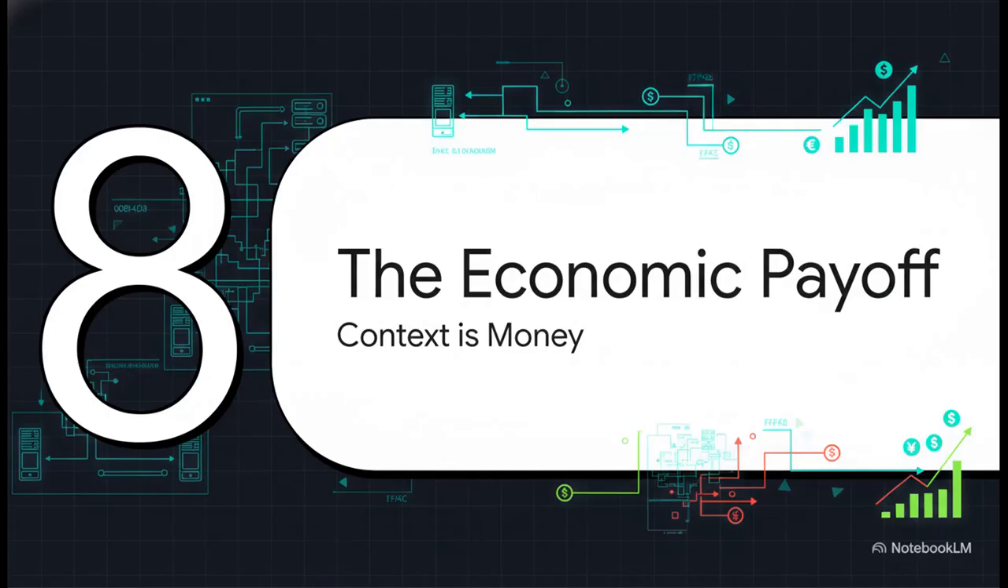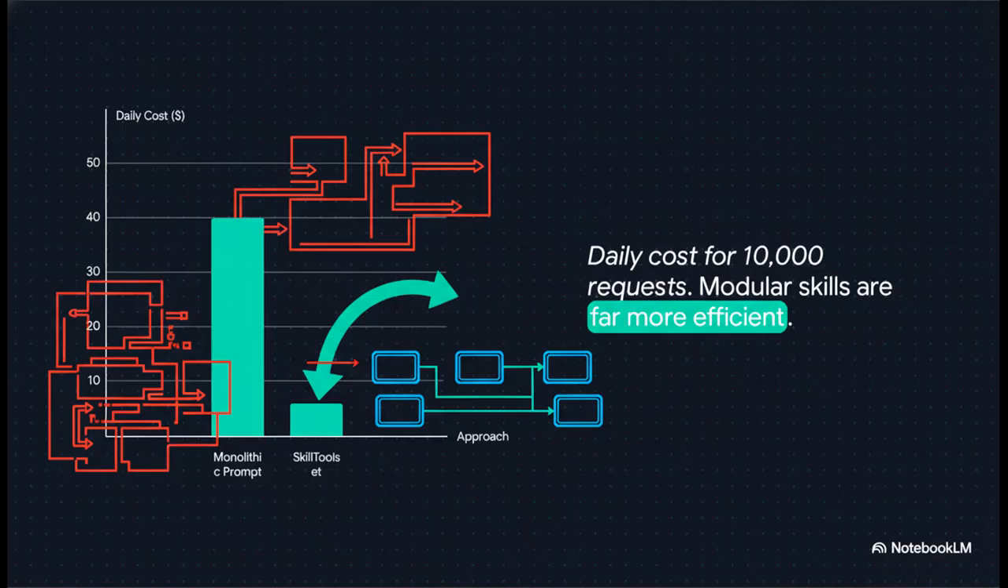Now, this is all cool from an architecture perspective, but let's talk about the one thing that really matters when you're at scale: the cost. Okay, just look at this. That monolithic prompt, the one with, say, 8,000 tokens. Well, you're loading that on every single request. And that gets expensive, and it gets expensive fast. We're talking 10,000 requests a day, you're suddenly looking at around $40. But with this modular, skill-based approach, you're only loading the small bit of context you actually need, maybe 1,200 tokens. And just like that, your daily cost plummets to just $6.